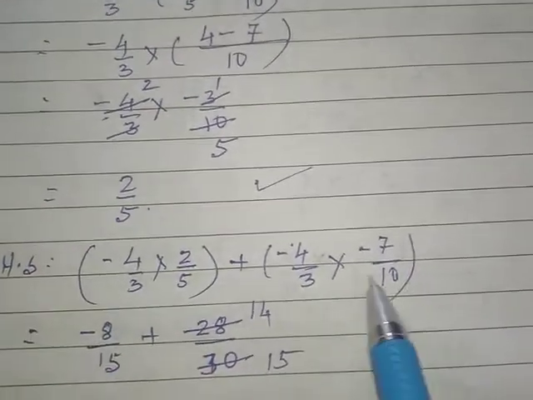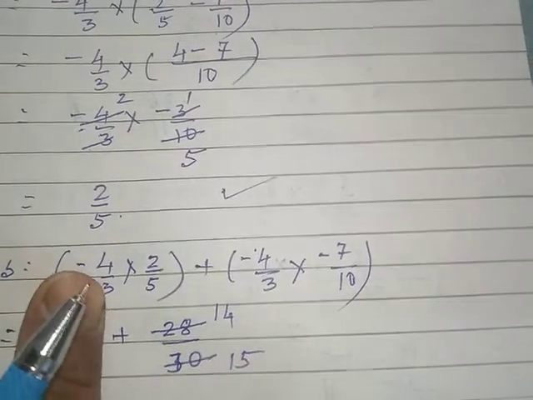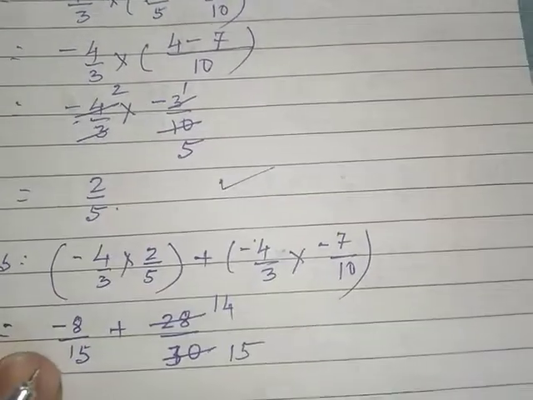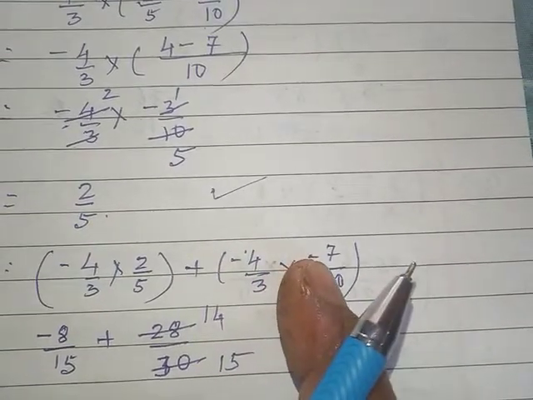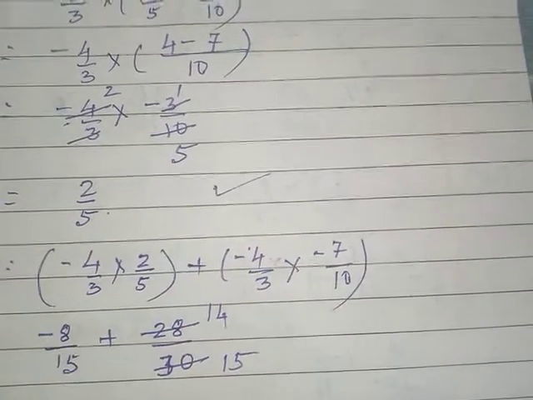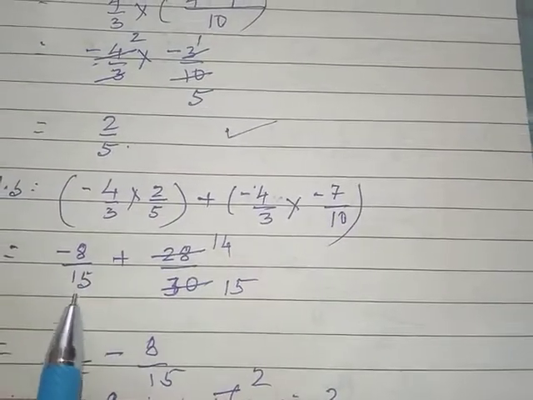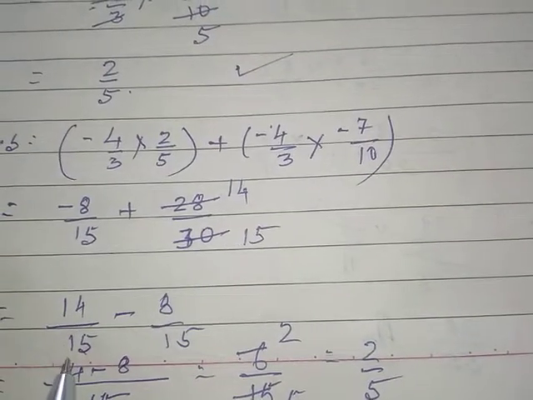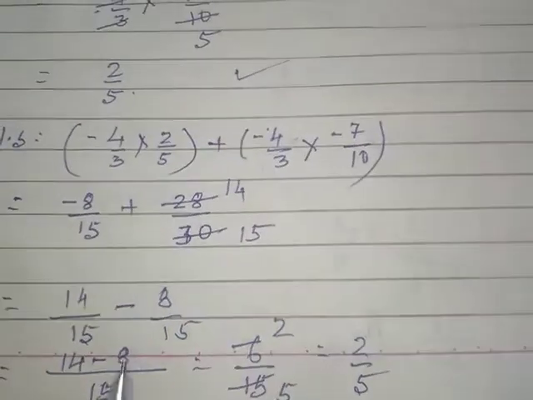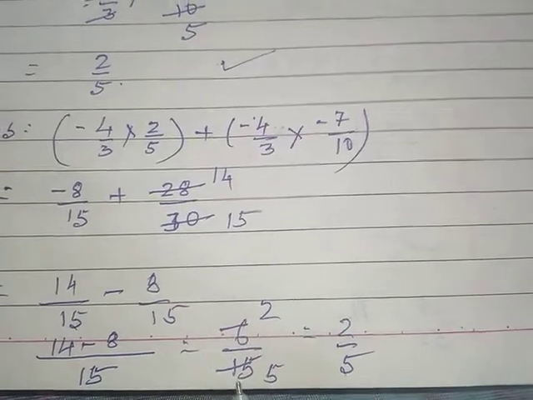Now we will switch over to the RHS. We will simplify it. Here we are going to have minus 4 into 2 by 3 into 5, which is minus 8 by 15, plus minus 4 into minus 7, that is 28 by 30. We have more simplified it. Now it is 14 by 15. So we are having minus 8 by 15 plus 14 by 15, which can be written as 14 by 15 minus 8 by 15. Similarly, we have taken the LCM and simplified it. We are going to have 6 by 15.